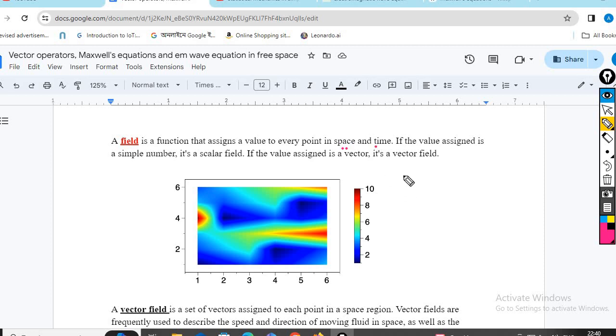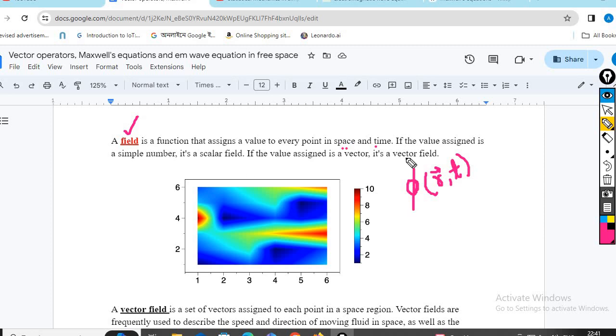A field is a function, a mathematical expression which assigns a value for every point in space and time. So you can think about any function. Say I am representing any function as phi. Now the position in three-dimensional space I am representing by r and time t. So this can be considered a field, a mathematical expression given by this function.